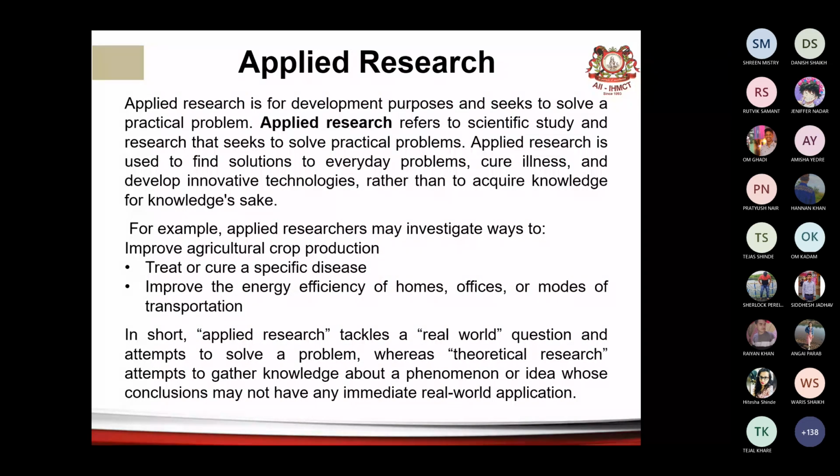selling it. In short, applied research tackles a real world question and attempts to solve a problem, whereas theoretical research attempts to gather knowledge about a phenomenon or idea whose conclusion may not have any immediate real world application. So there is no application of the conclusion. The conclusion will be these are the types of teas available, or grown in India. I'm narrowing down. Many are available, but these many are grown in India.